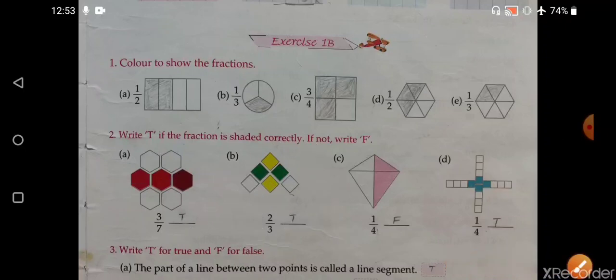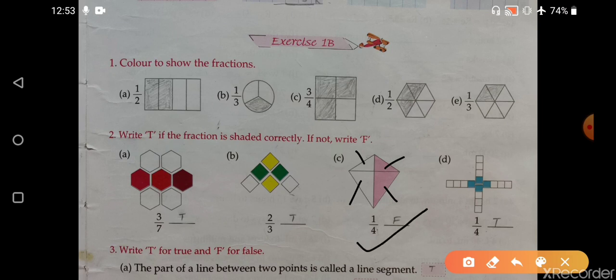Coming to C, how many parts are there? 1, 2, 3, 4. And they are asking 1 upon 4. In order to make this statement true, if they would have colored only one part of it, it would have been true. But since they are asking for 1 upon 4 and they have colored two parts of the figure, it is false.